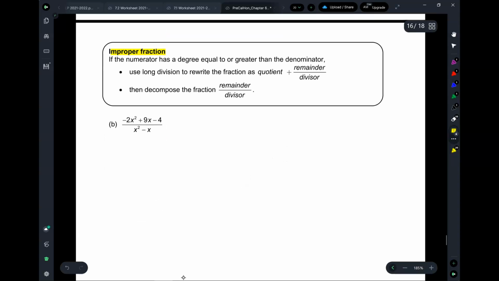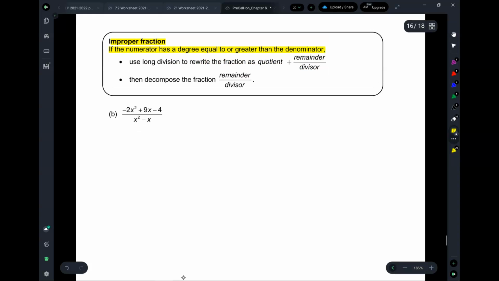Okay. An improper fraction is if the numerator has a degree equal to or greater than the denominator. So for example, if you have x squared over x squared or x to the 4 over x cubed, right? What we're going to do is this. You need to use long division to rewrite the fraction as quotient plus remainder over divisor. Now, you need to decompose this one. That's the one you need to do partial fraction decomposition on.